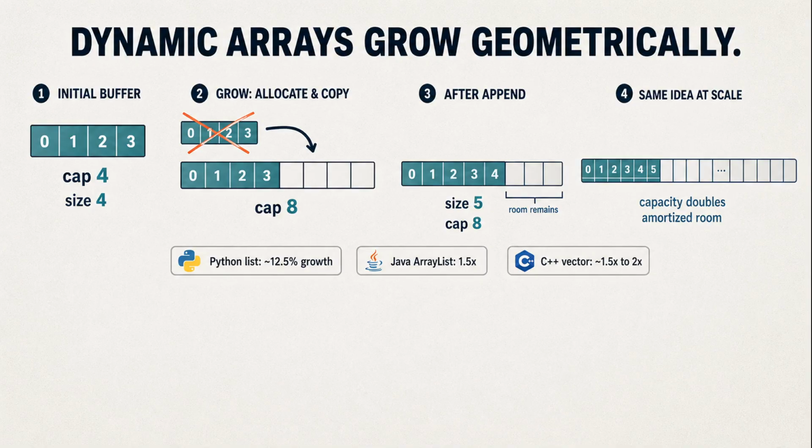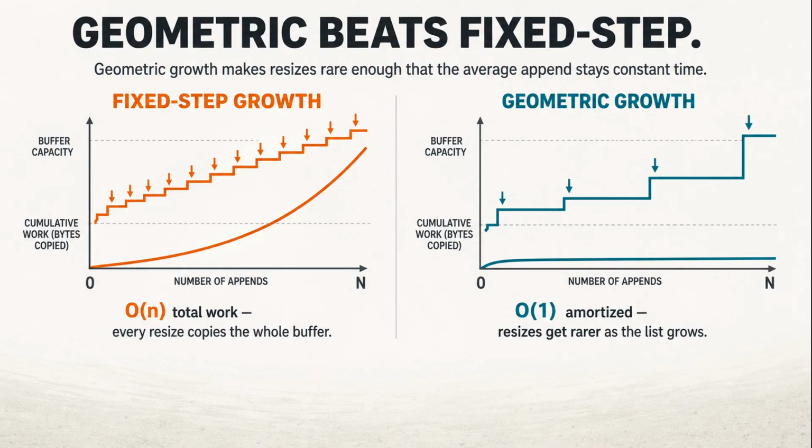The strategy is to allocate a buffer that is bigger than the current contents. As long as there is room, append is just writing into the next slot. When the buffer runs out, the runtime allocates a new, bigger one, copies every element across, and frees the old one. That single resize is linear in the current size. So the question is how aggressively the buffer grows.